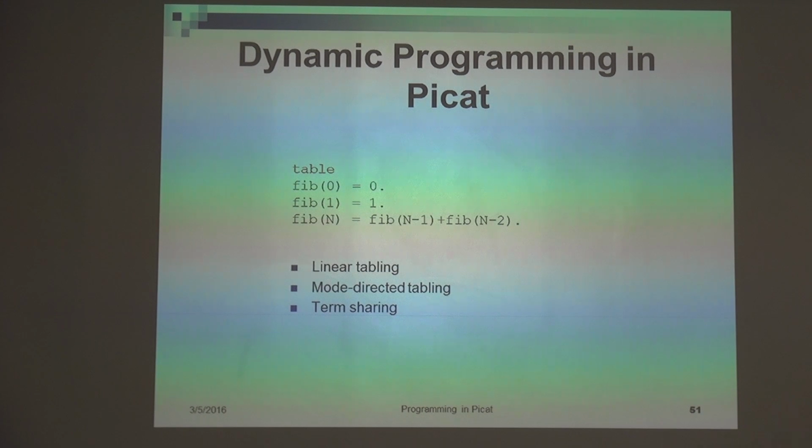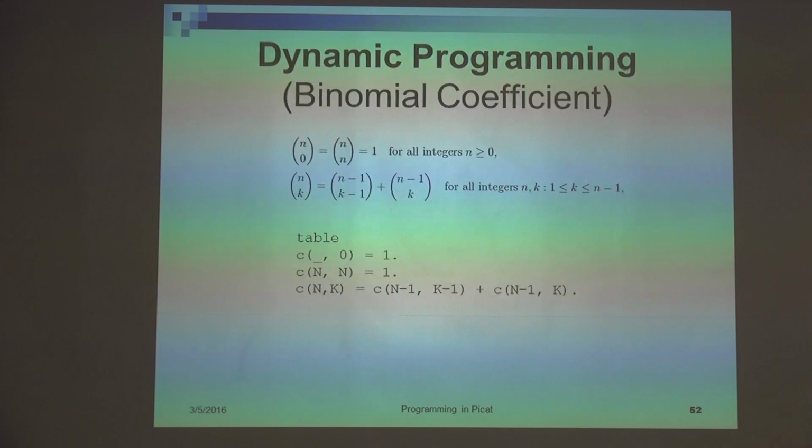Some other features: we made a lot of effort in implementing this tabling system. It uses a mechanism called linear tabling, which is very simple and very space efficient. We also use mode-directed tabling for optimization problems. And it also supports term sharing. If you have a component that is shared by multiple calls, then this component is tabled only once. And here is an interview question.